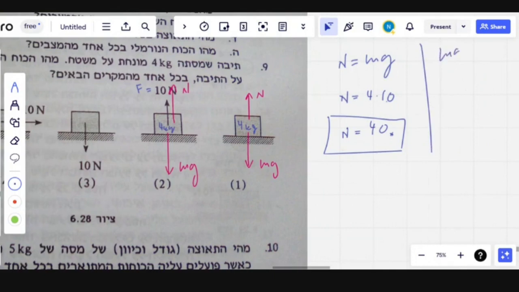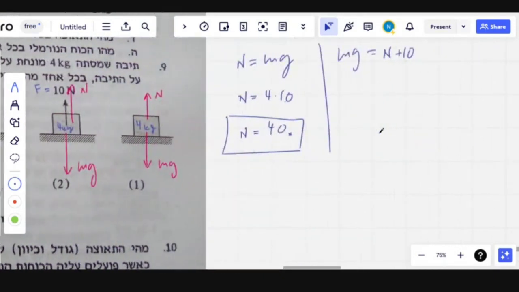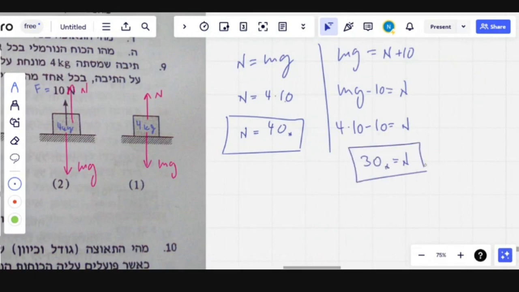mg equals the normal plus 10 newtons, right? Equals the normal plus 10 newtons, okay? So now the normal is going to be mg minus 10, where mg equals 4 times 10. So the normal is going to be 4 times 10 minus 10, so 40 minus 10, which is 30 newtons. Okay? Very good.